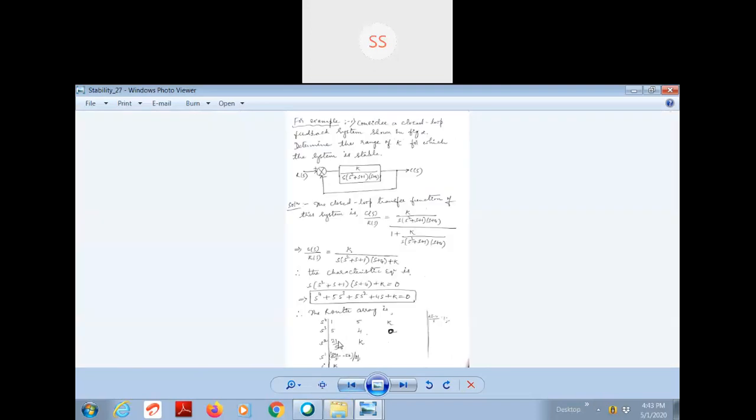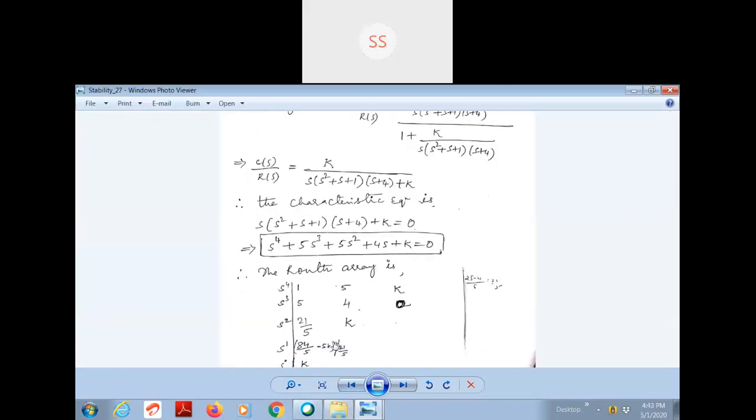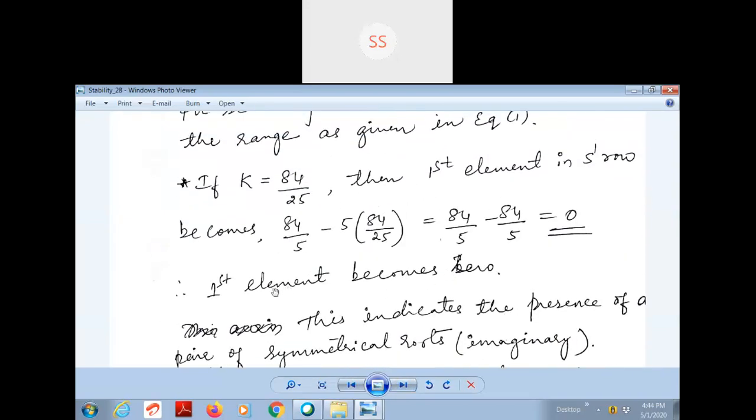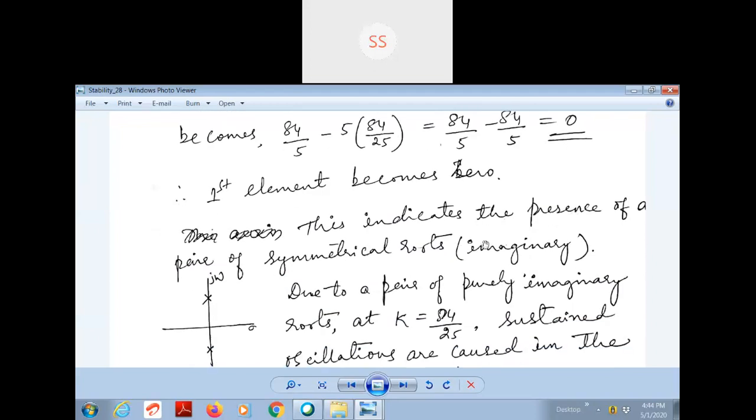See here, if the k value is exactly equal to 84 by 25, then with these 5, 5, 5 and 25, you can simplify them and we will see that this term reduces to 84 by 5. So therefore this term becomes 0. The first element in the s to the power of 1 row becomes 0, which shows the presence of a pair of symmetrical roots.